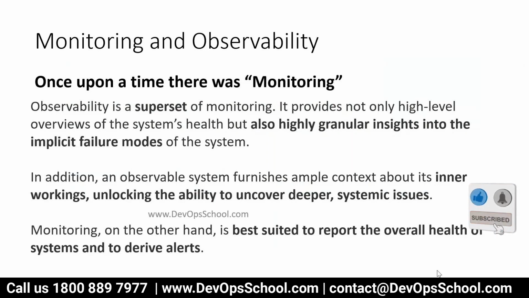Observability is a superset of monitoring. Observability provides not only high-level overviews of the system health, but also highly granular insight into implicit failure modes. In a simple way, if you set up observability, you will get the reason for failure, and that too very internal data. That is an important thing. In addition, an observable system furnishes ample context about its inner workings, meaning the internals of the system. Through this, you will be able to uncover deeper systemic issues which you won't get from monitoring. Monitoring, on the other hand, is best suited to report the overall health of the system and to derive alerts.